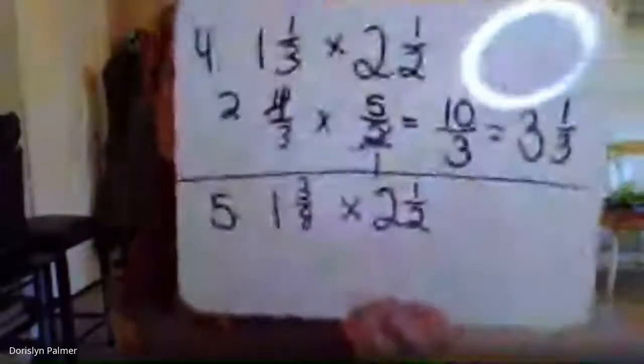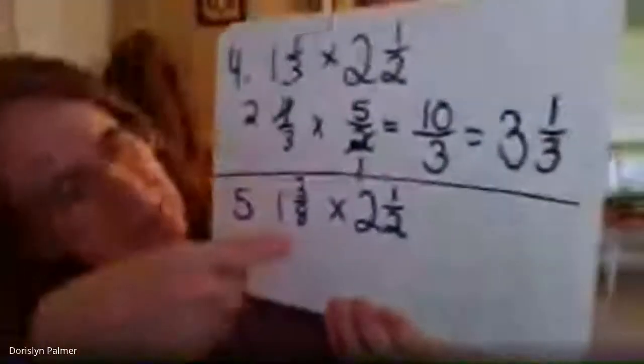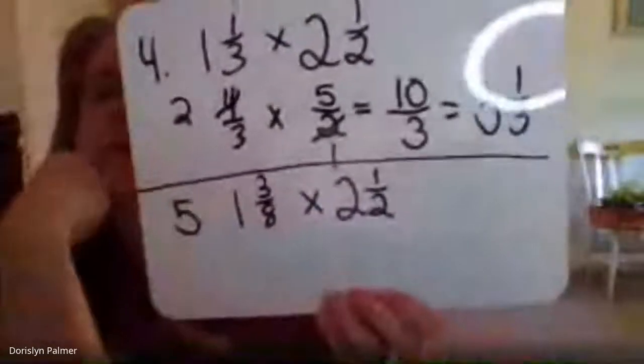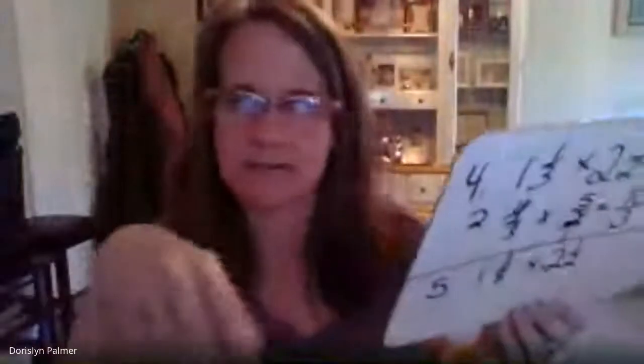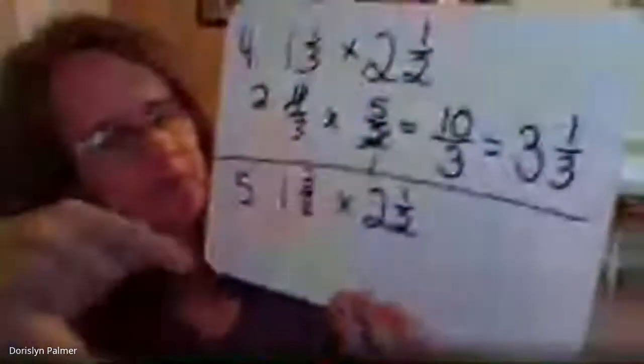Okay. I look and I have 2 mixed numbers that I need to multiply. 1 3/8 and 2 1/2. Okay, and Mrs. Palmer's like, okay, I'm not allowed to multiply mixed numbers. I have to turn them into improper fractions first. Okay, so put that in your mind. I'm not allowed to multiply mixed numbers because it just doesn't work out nicely. Turn it to an improper fraction.